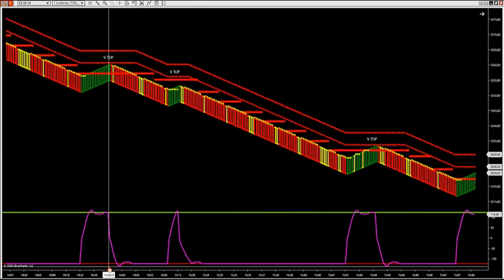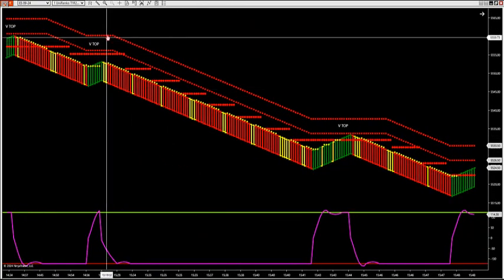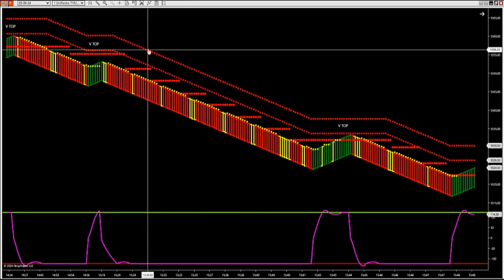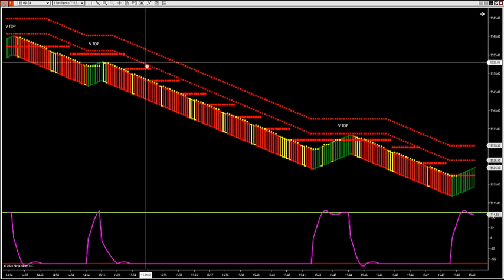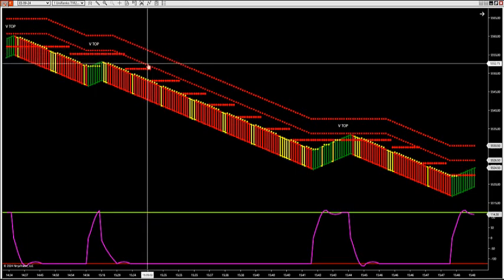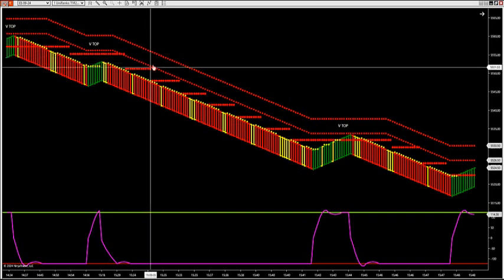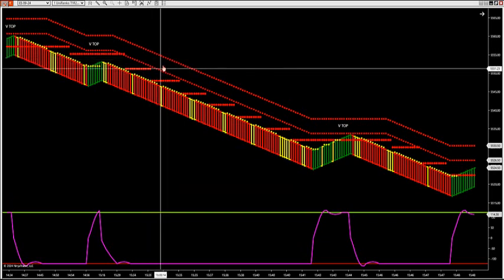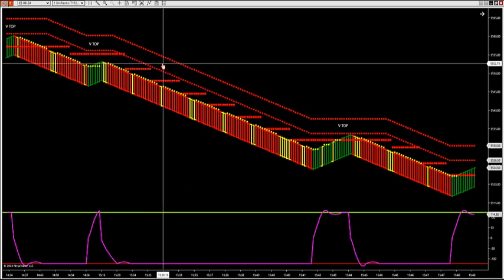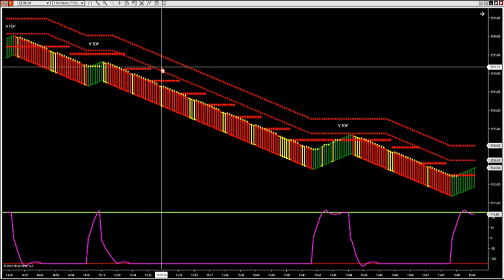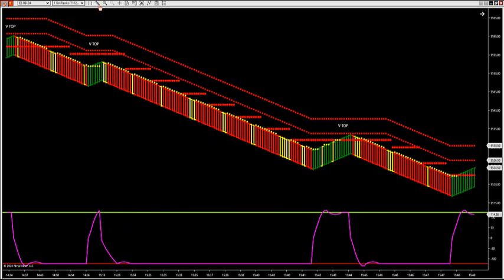So we have what's called a dual trend filter, and a dual trend filter is simply this. We have two parallel dots that run next to each other. These parallel dots are our trend zone. That has been tested over the last 30 years on the S&P to be the best zone on the S&P to reverse price. So we know that if it's red, we're looking to sell. If it's green, we're looking to buy.